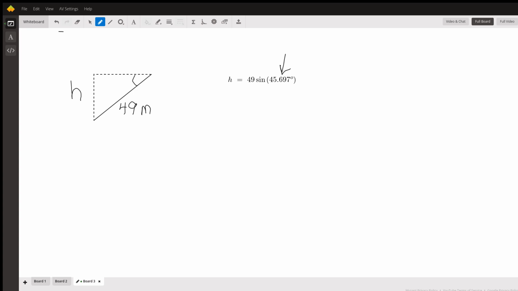And that comes out to be H is equal to 35.067, but we can round that off to just 35 meters because we only have two significant digits in the numbers given in our problem. And that is our answer. And it is a reasonable answer when we look at that this is 49 and this should be less than that. And things seem to have worked out. So there you go.